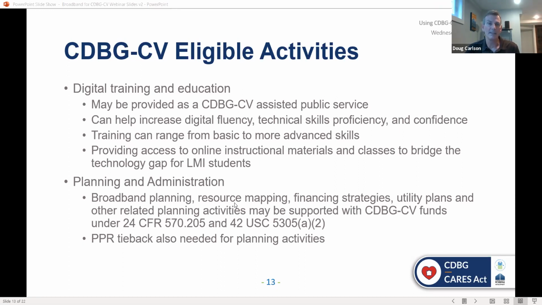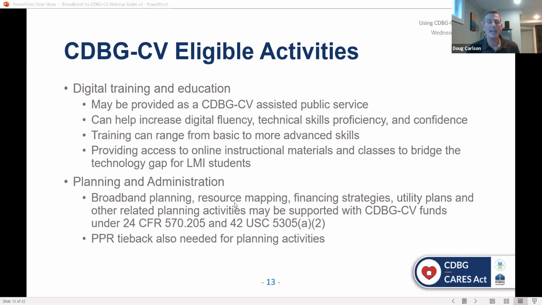So last but certainly not least, there are some ways that you can use CDBG-CV for broadband under the planning and administration part of the CDBG program. There are ways to do planning for broadband service, to do the resource mapping of where broadband is available, where it's not available, how connectivity can be improved. There are financing strategies that could be part of an overall plan. There could even be utility plans and other types of planning activities related to broadband that would be considered eligible activities under CDBG-CV. Those categories of eligibility are 24 CFR 570.205 and the state law site that you see in the slide.